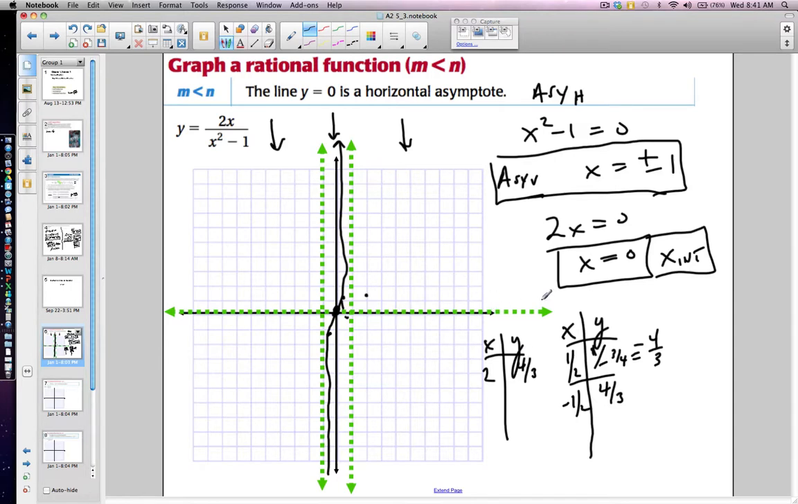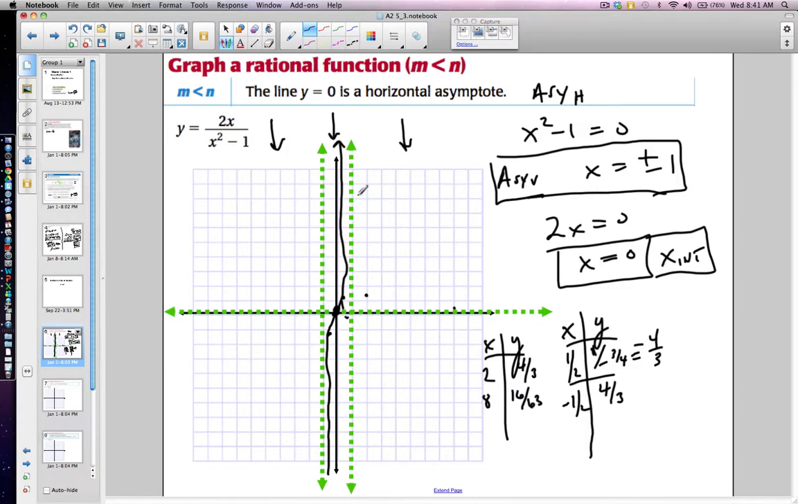What happens around the end behavior? Is it going to go up? Is it going to stay along the asymptote? I don't know. So let's pick 8 just to get a sense of things. So I'll have 16 over 8 squared is 64 minus 1, 16 over 63. That's just about a quarter. So I see that it's hugging very close to the asymptote.